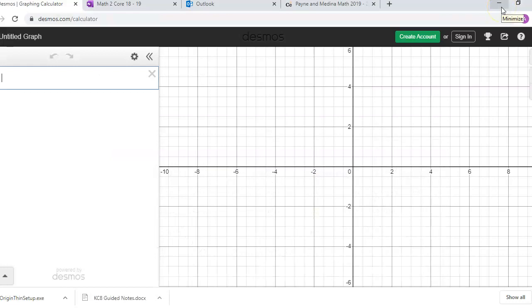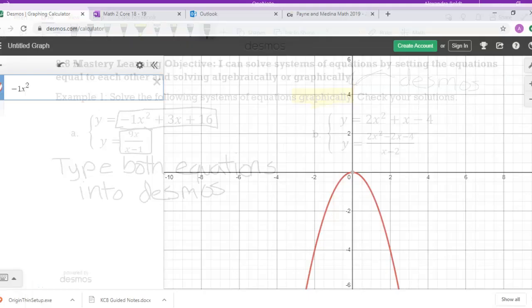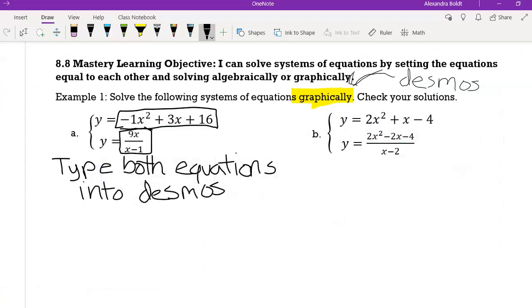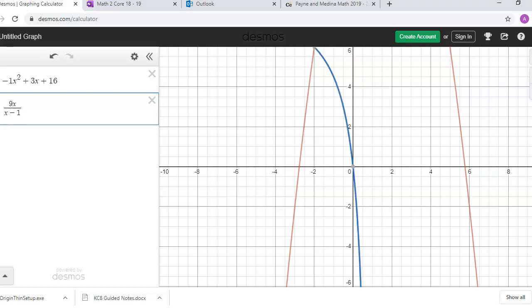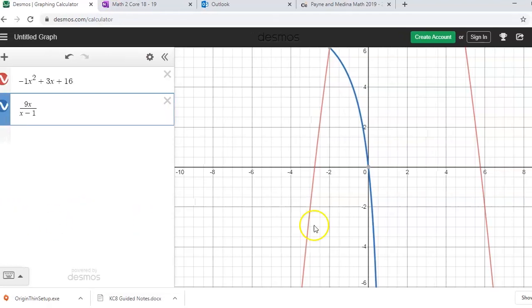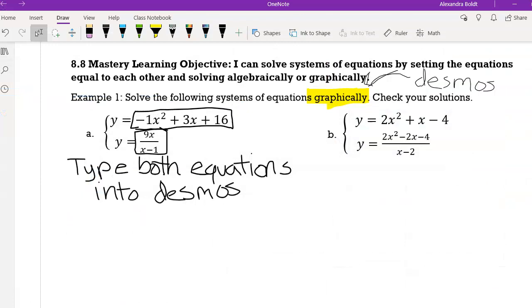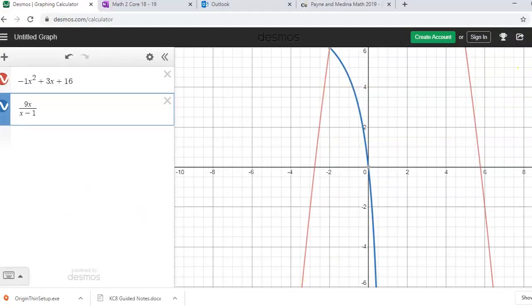So we have negative 1x squared plus 3x plus 16. Okay, so we have our first function. And our second function is 9x divided by x minus 1. Okay, we pretty much know how to use Desmos at this point, right? So this isn't too different than things we've done before.